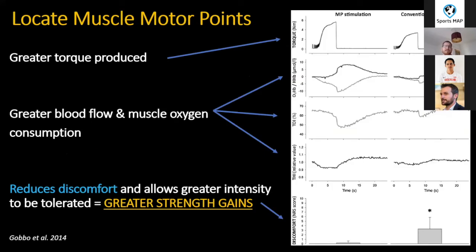To further reiterate why locating motor points is important, the figure on the right was from Gobbo's study in 2014. They applied the same amount of current through an electrode that was either placed on the motor point or away from the motor point. As you can see, when it was placed on the motor point, there was significantly greater torque produced, greater blood flow, muscle oxygen consumption, and significantly less pain than when it was away from it. All of those factors add up to greater muscle adaptation and more clinical effectiveness when you're applying them.